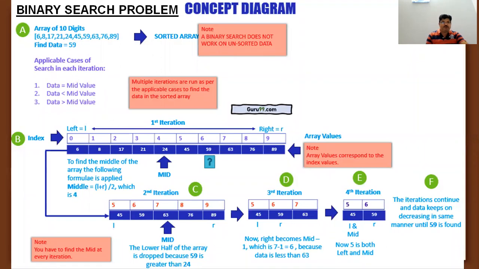Now let us move to a pictorial representation of another example. The problem is to be solved with the help of binary search, so let us discuss this example now. Consider an array A. The array size is 10, and there are 10 elements listed here. The element we need to find is 59. This is the question, and we need to solve it using binary search.